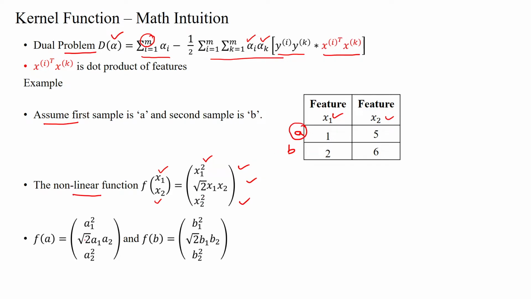sample A we will get a1 square. The a1 is the feature, this is a1, this is a2, and this one is b1, b2 features. A1 square based upon this term, square root 2 a1 a2 based upon this term, and a2 square from this term. Like that, for the second sample we will get b1 square, square root 2 b1 b2, and b2 square.